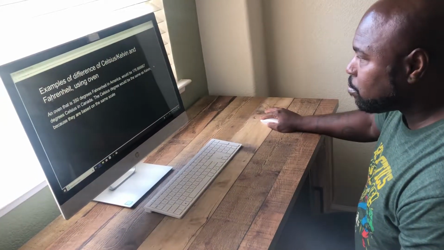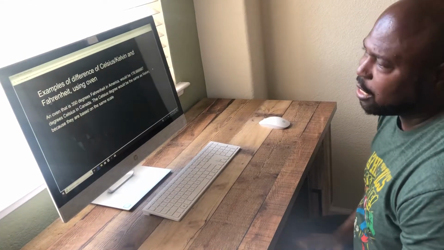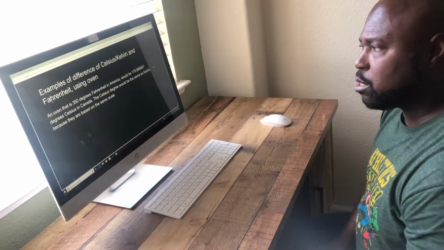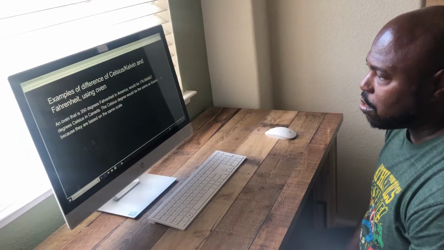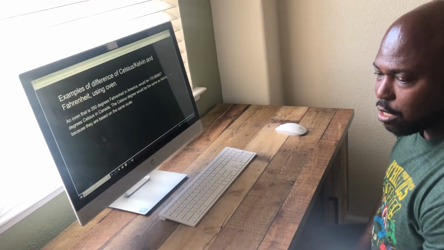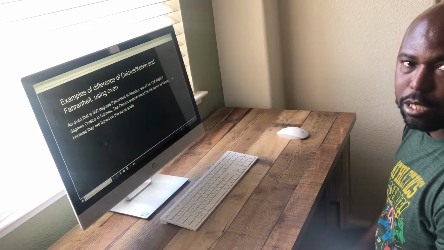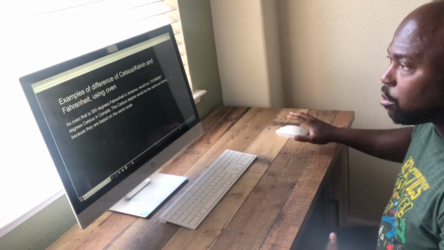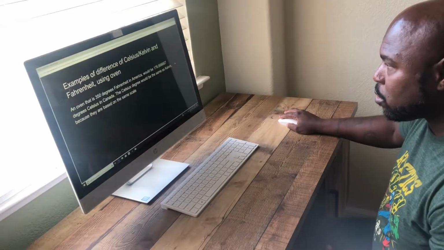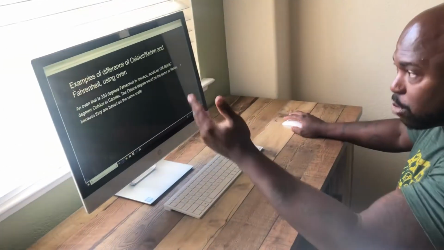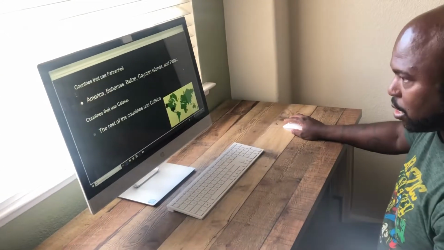The reason why different countries use Fahrenheit and Celsius, I think, is because we're used to a certain numbering system, at least in America, so it's more of a comfortability for us to use the Fahrenheit versus the Celsius.